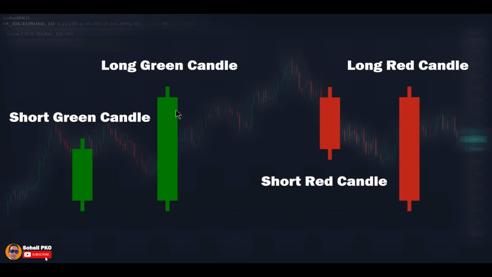The longer the body and the smaller the shadows, the stronger the candle. For example, between these two candles, the longer one is more bullish, because in that session, the closing price is much higher than the opening price compared to the shorter candle, and this shows that bulls were more active and more aggressive in that session and drove the price to higher levels. The same is correct with red candles. The longer red candle is more bearish, and it shows that sellers more aggressively pushed the price down in that time period compared to the shorter red candle.